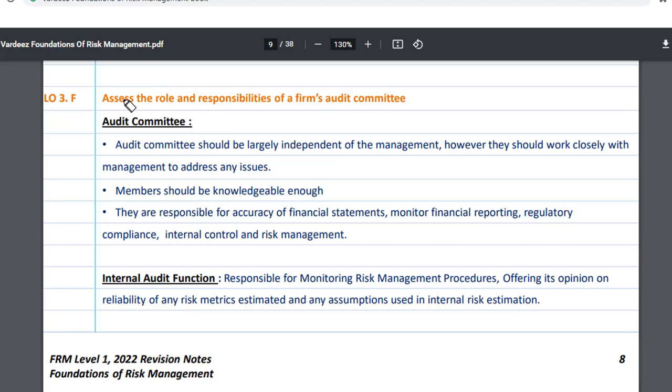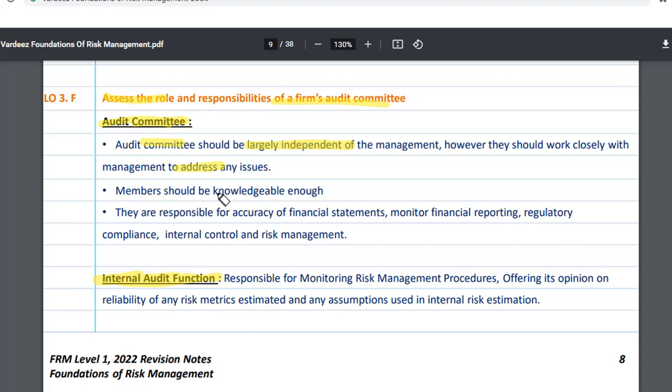And finally, the last learning objective is to assess the role and responsibility of a firm's audit committee. Now, as I said, there has to be one independent audit committee and the internal audit function as well that exists in a firm. So the audit committee should largely be independent of the management, okay, so as to prevent any conflict of interest. Always and always make sure that the board, the compensation committee, the audit committee, they should be independent of the management. However, they should work closely with management to address any issues that come up. Okay, this is something that needs to be noted.